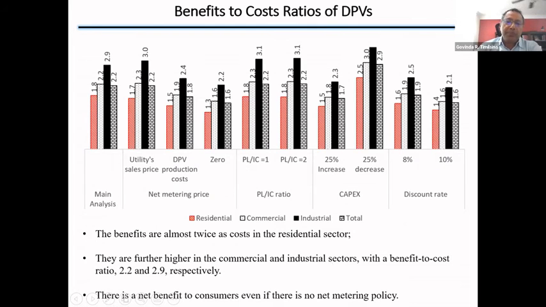Another way to present this benefit is the benefit cost ratio. Under the different sensitivity analyses, we can see that in all cases the benefit to cost ratio is positive. In fact, it is twice as high in the residential sector and almost 3 times, 2.2 and 2.9, in the commercial and the industrial sectors.